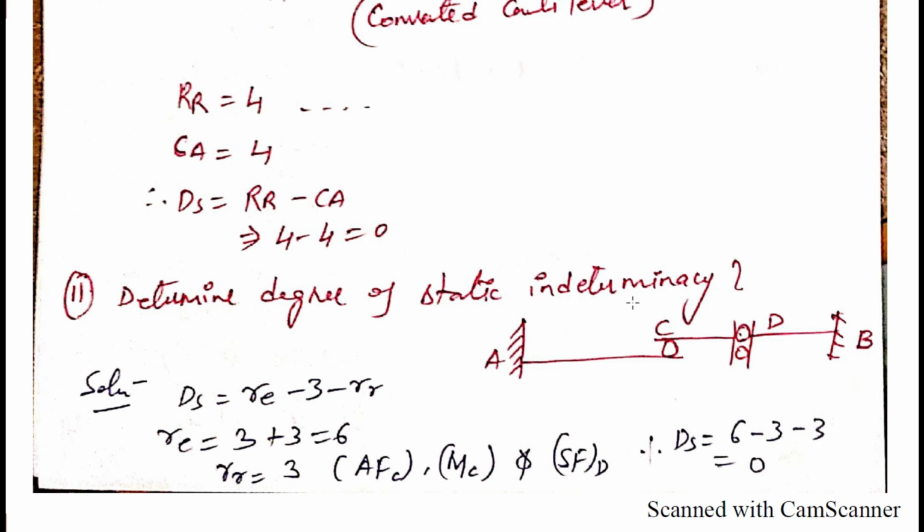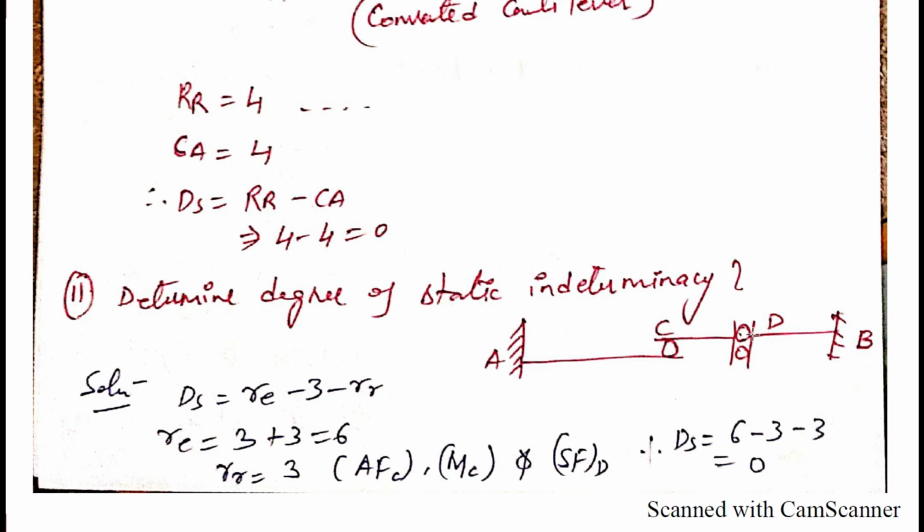Determine the degree of static indeterminacy. So this is a fixed support here, and this is our guided roller here, and this is our slider here. For this slider roller, in the upward or right direction, only shear force will be released here. And for this guided roller, one axial force and one moment will be released here. So the total RR value will have two values here, and a third is here.